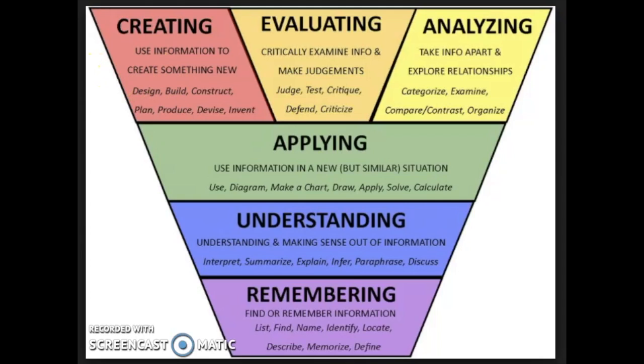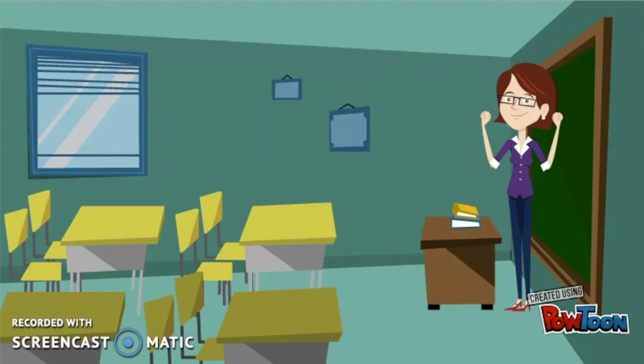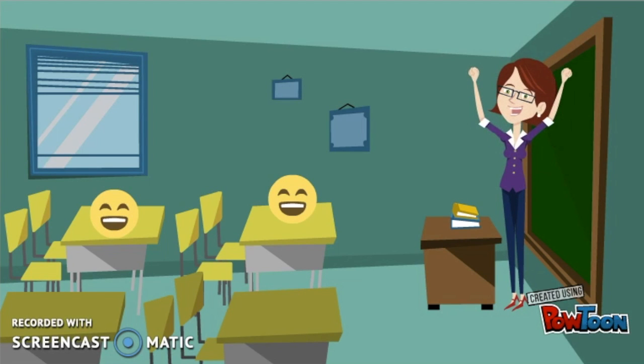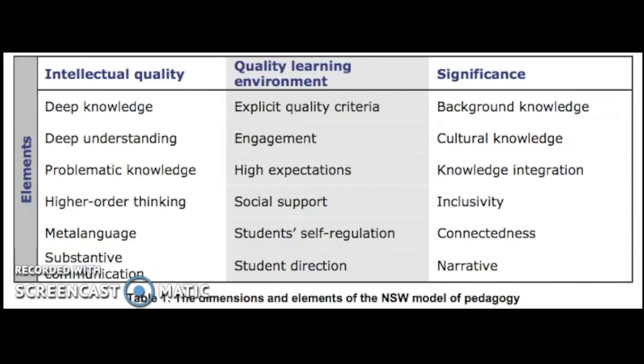These aspects relate to the quality teaching model in that Storybird helps facilitate quality teaching and promote learning. It does this by engaging students through the significance aspect of the framework. Students engage in the stories they create digitally, in that it is narrative driven while also building up on their individual background and cultural knowledge as the foundation of creativity. It requires them to apply deep knowledge, deep understanding, problematic knowledge, higher order thinking, meta-language in order to create meaningful stories. Storybird provides a quality learning environment in that it creates a scaffolding for student direction and explicit quality criteria that can be set by the teacher.